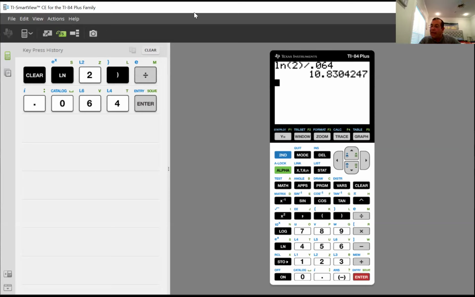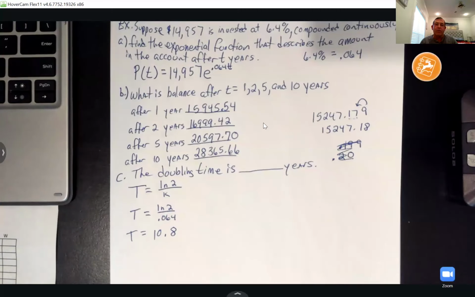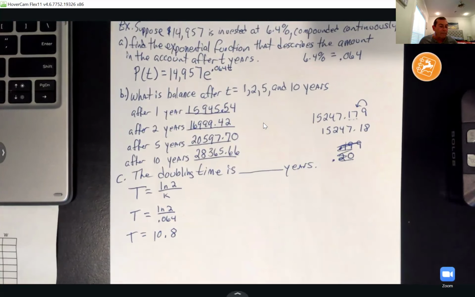So if they started out at 14,957, after 10.8 years, they're going to have about 30,000 or so, okay? Alrighty, so the rest of these aren't bad. You're just plugging in for the time and getting what they want, okay?